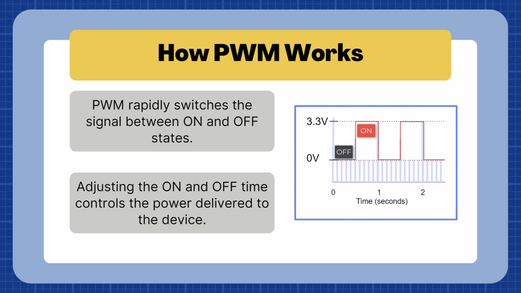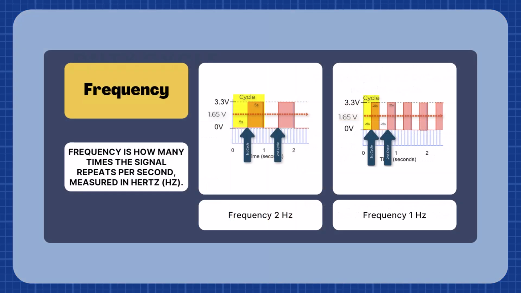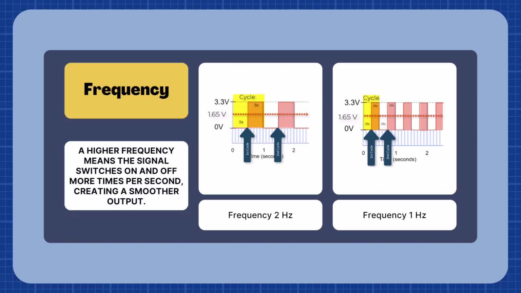device like an LED. The duty cycle is the percentage of one complete cycle during which the signal is on. A 50% duty cycle means the signal is on half the time and off the other half. If we increase the duty cycle to 75%, the signal stays on longer, making the LED brighter. Now let's talk about frequency. Frequency is how many times the signal repeats per second, measured in hertz. A higher frequency means the signal switches on and off more times per second.